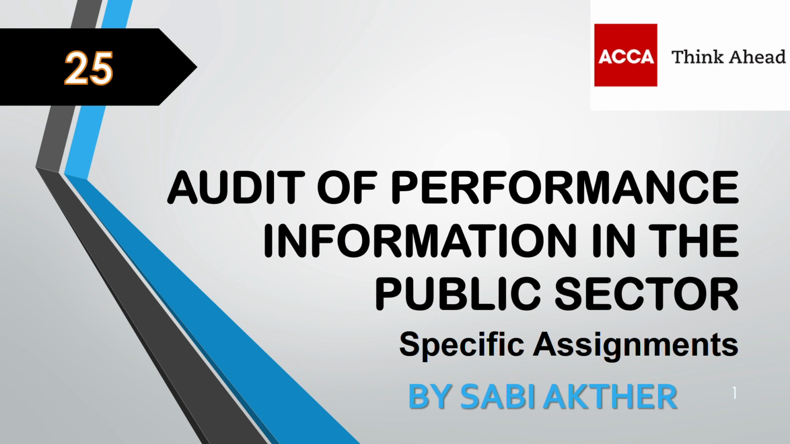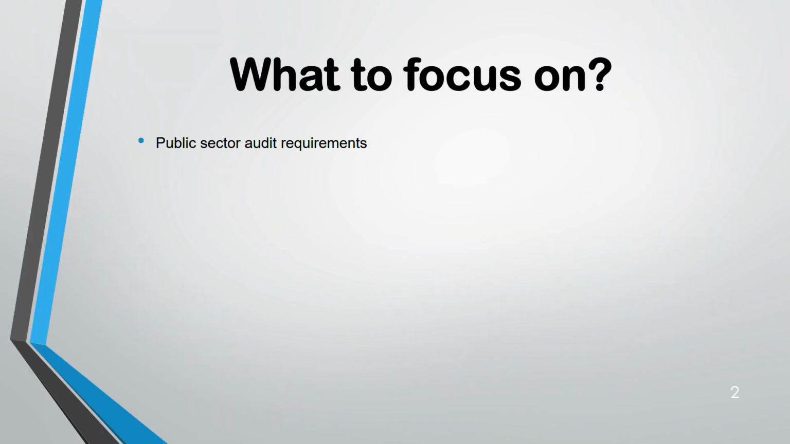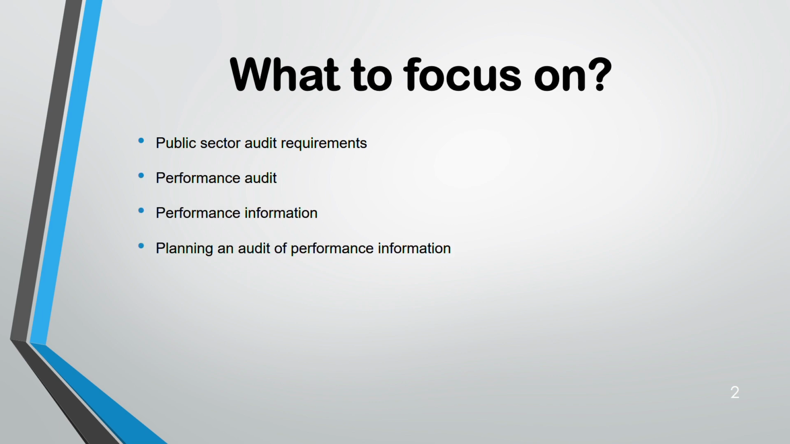This is the only lecture which talks about the public sector, the remaining ones are for the private sector. But the principles, the structure, most of the things are very similar to what you have come across, with a few differences for the public sector. Here we are going to go through public sector requirements, performance audit, performance information, planning and audit, procedure, reporting, usefulness, measurability, and reliability. The three characteristics that are needed for information.